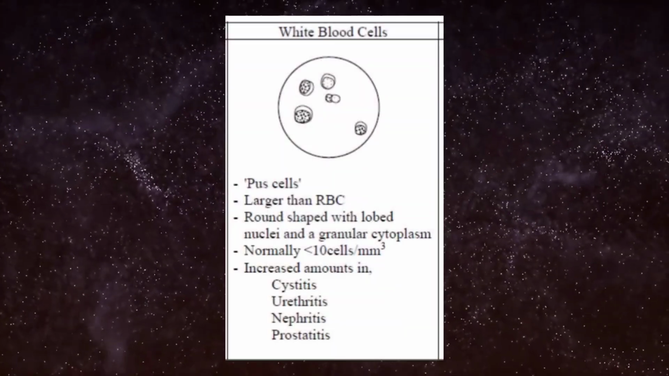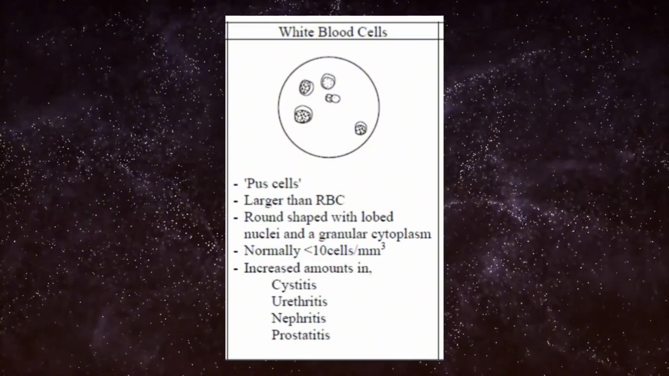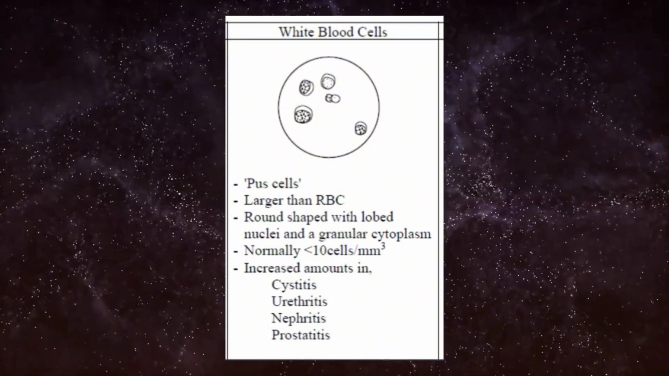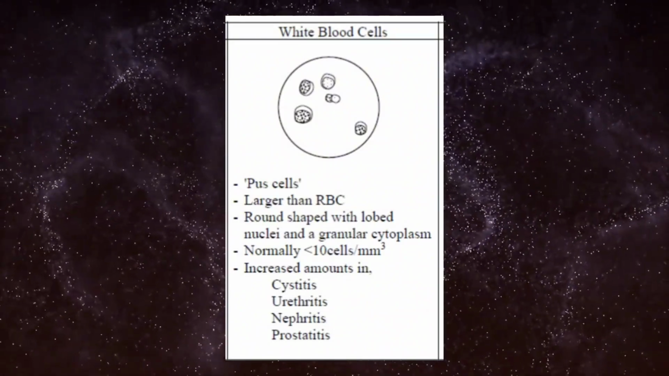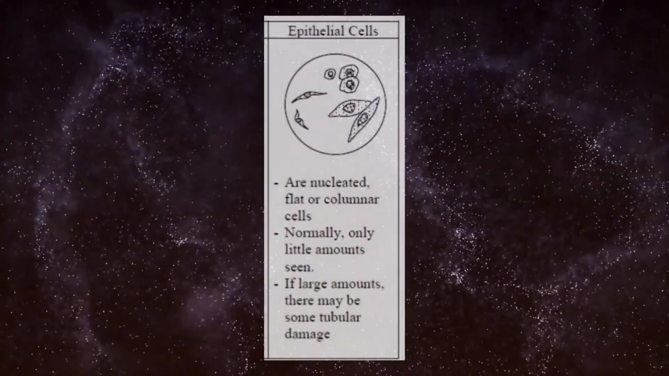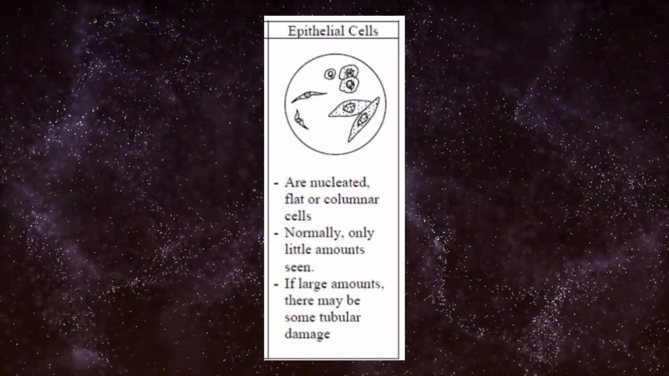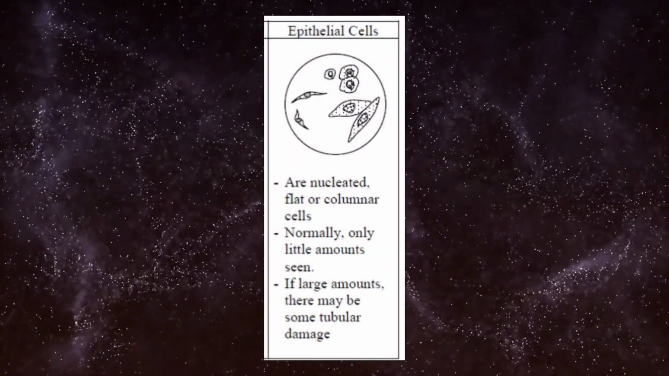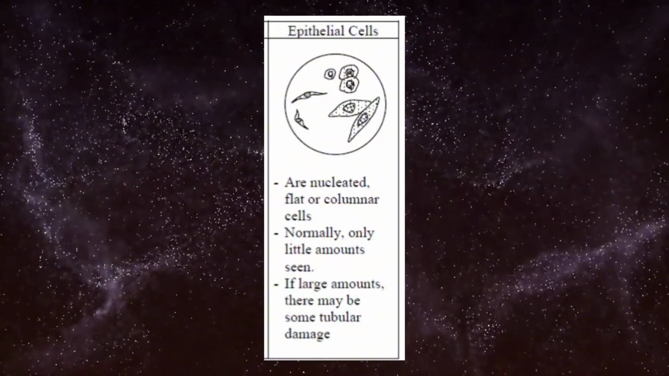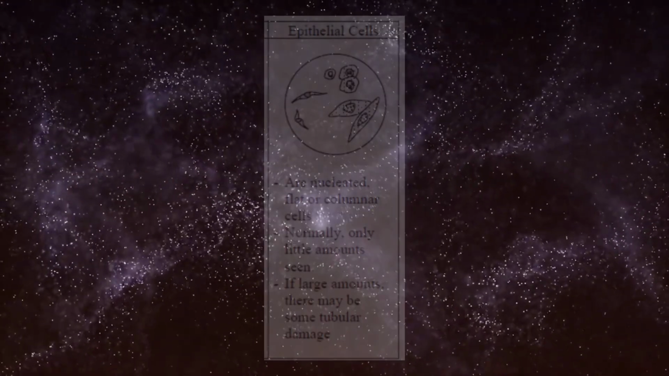White blood cells, also known as pus cells, are normally seen less than 10 cells per cubic millimeter of urine. Increased amounts are seen in urinary tract infections. Epithelial cells are normally only seen in little amounts in urine. Large amounts of epithelial cells suggest some tubular damage has occurred.